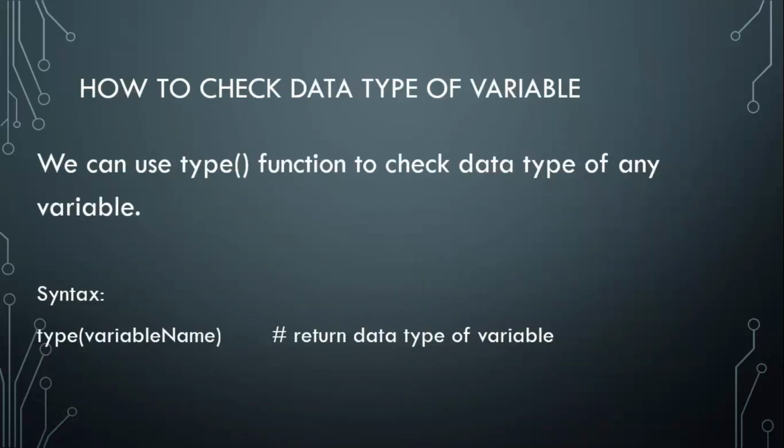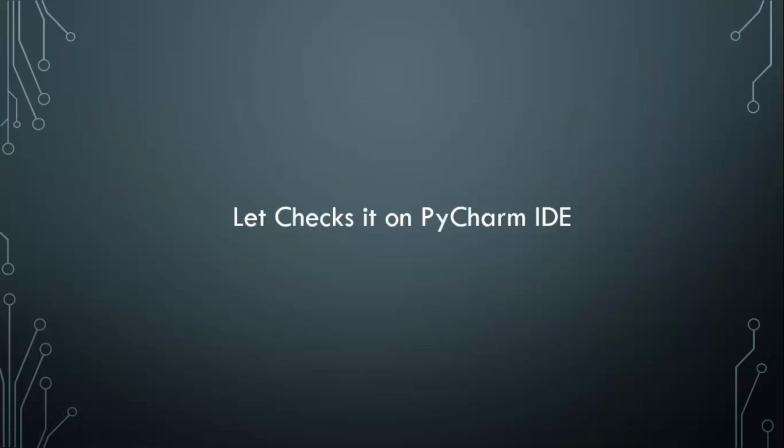How to check the data type of any variable in Python? To check the data type of any variable, we use the type function in Python. The syntax is type, then write parentheses and write your variable name in this function. This function will return the data type of the variable in string form. Let's check it in our PyCharm IDE.